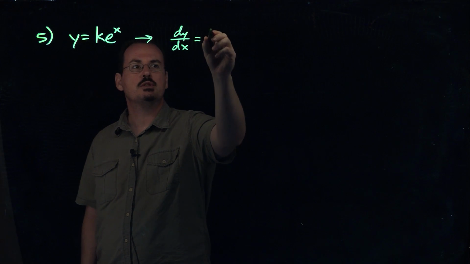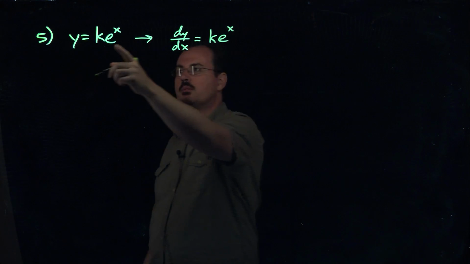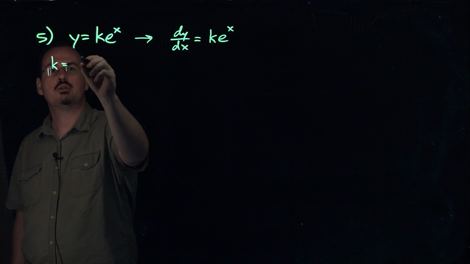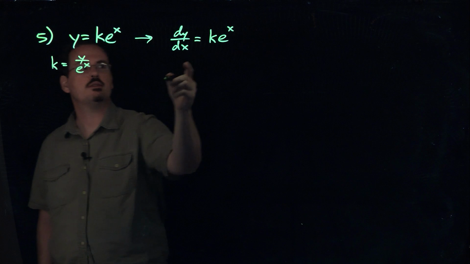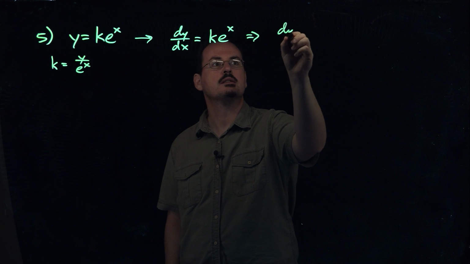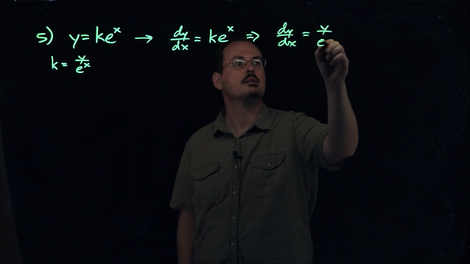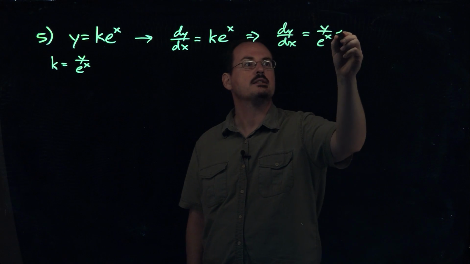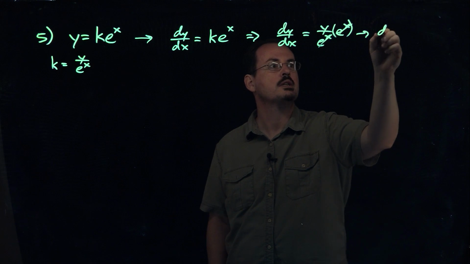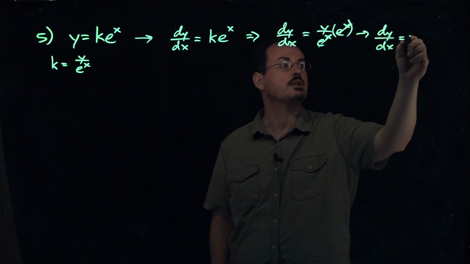So we'll take its derivative, which is exactly the same as the function itself. And then remember that we have to put this thing in terms of k. So k is equal to y over e to the x. And then if I plug that in for the k there, I'm going to get dy dx is equal to y over e to the x times e to the x. And then the e to the x's here can cancel, so we're just left with this family of functions defined by this differential equation here.